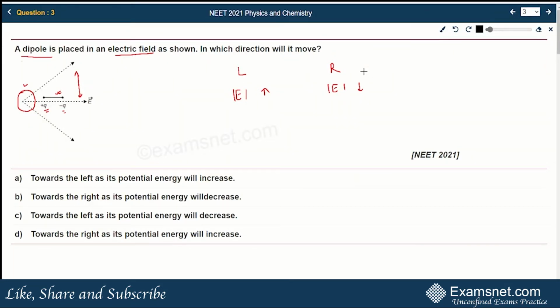Now since the electric field strength is decreasing, its potential energy will also decrease, and the net force will act on the dipole towards the right side. So it will move from left side to the right side. So which option will be correct? Option B. It will move towards the right side. Why? Because its potential energy will decrease. So this is your correct answer.